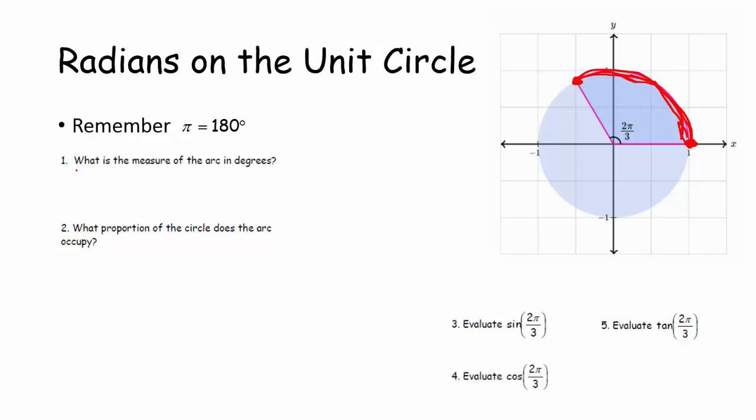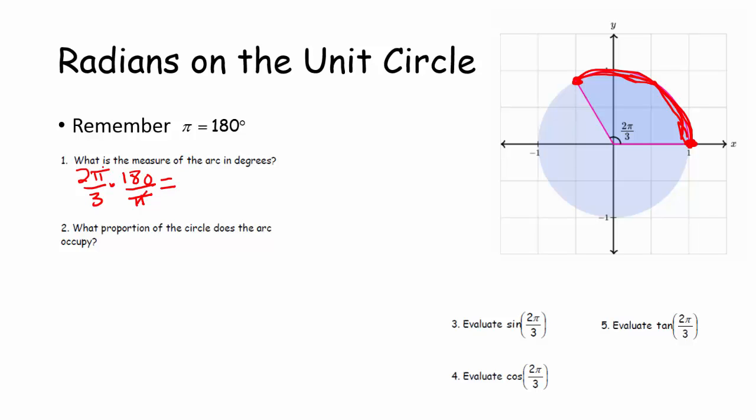So if we want to convert 2 pi over 3 radians to degrees, we're going to multiply by our conversion factor, which is 180 over pi. So when you want to convert radians to degrees, you take your radian measurement and you multiply by 180 over pi. Now I just need to simplify here.